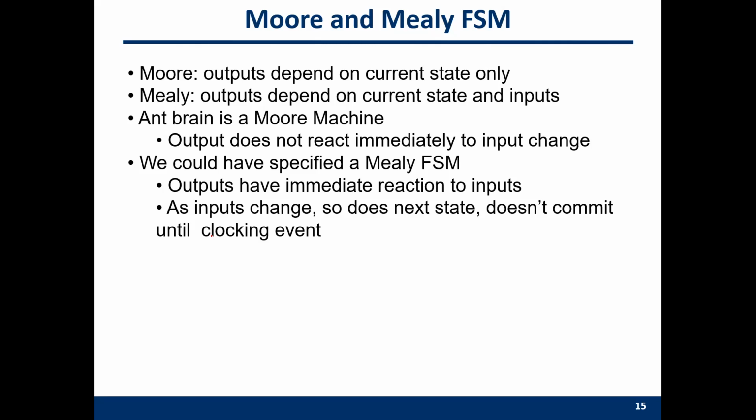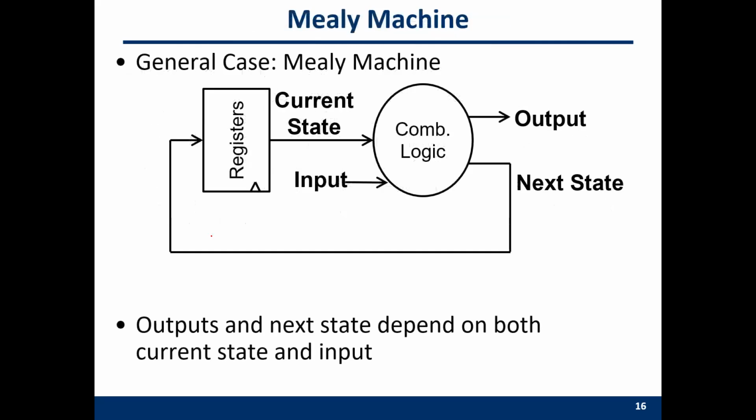As the input changes, so does the next state, which doesn't commit until the clock event. So we can write the Mealy machine like this. This figure is exactly the same as the figure I introduced when I introduced the finite state machine. So this is a Mealy machine. You can see that the output depends on the current state and the input in this figure, because you can find this symbol here.